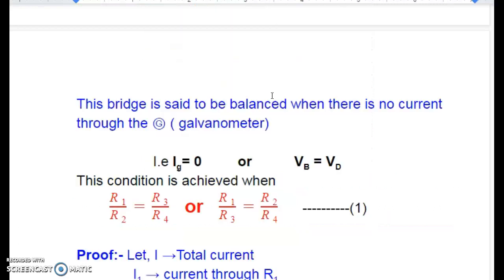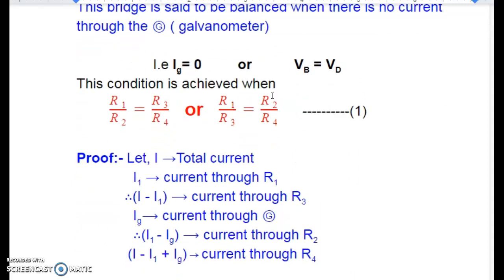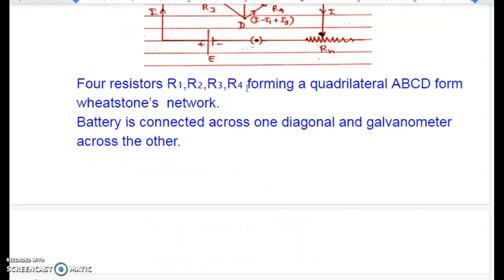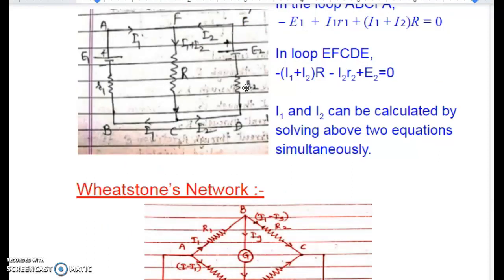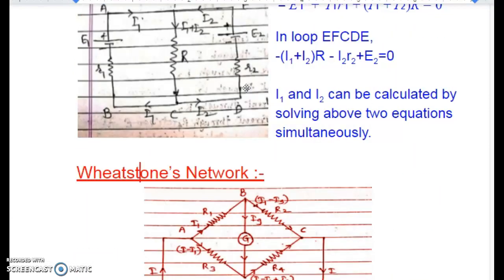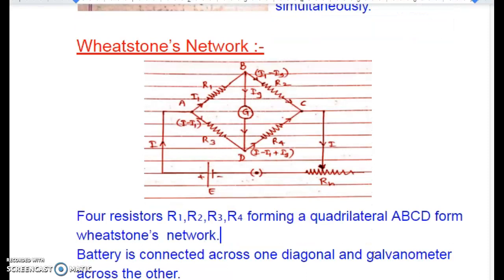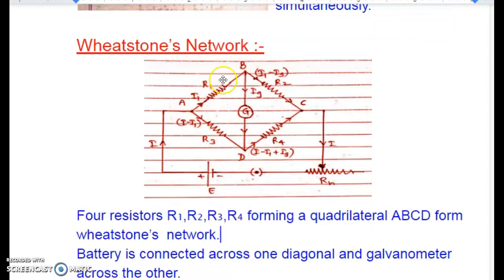Well, mathematically what I can say is, I'll consider I to be the total current, out of which I1 current is going to flow through R1 in the upper branch, I minus I1 is going to flow through this lower branch, that is R3. If I see once again in my diagram, I'll find it is going to look something like this. I1 flows in the upper branch, I minus I1 flows in the lower branch.